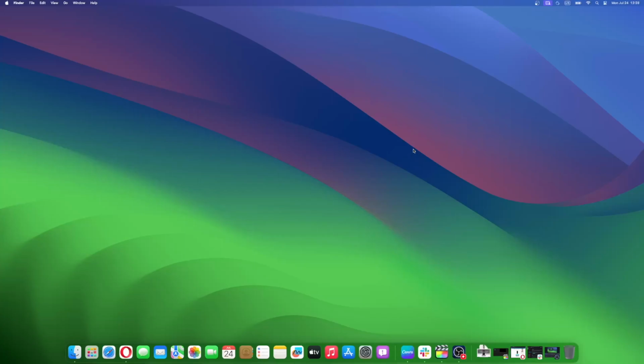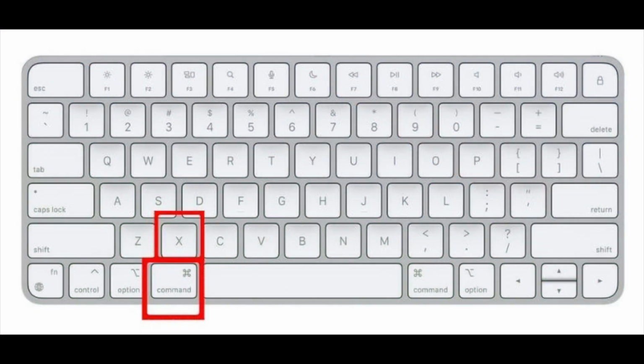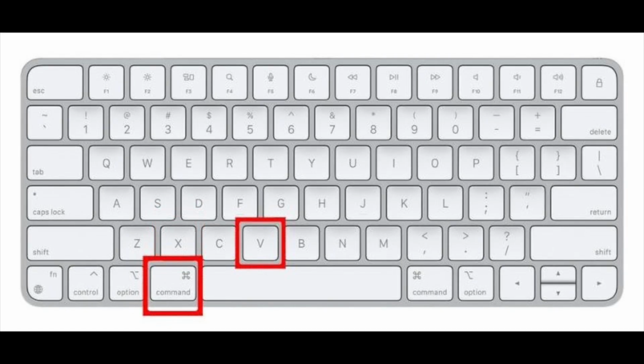Open the text editor from where you want to cut text. Now select the text and press the Command+X key combination on your Mac's keyboard to cut the text. Head to the app where you want to paste the text and place the cursor in the desired location. Now click Command+V key combination on your Mac's keyboard to paste the text.